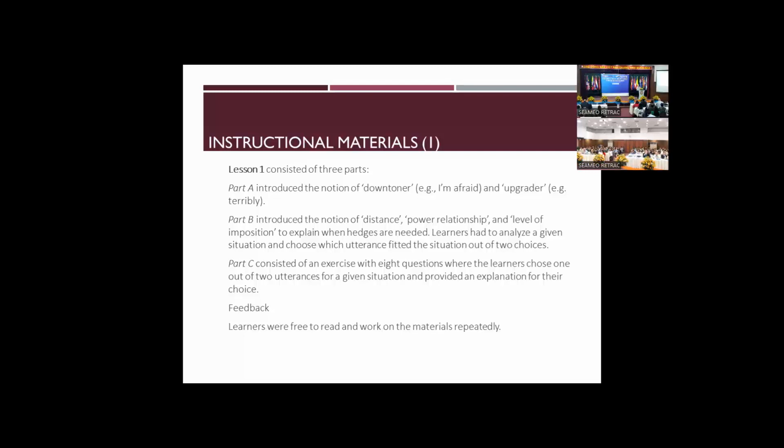Notice it says learners were free to read and work on the materials repeatedly. So they could do them again, and again, and again. We were also able to record the amount of time that they spent doing the materials. That time was hugely varied. Some of them would spend about 1.5 hours doing it, and others would spend 18 hours doing it, right? But no surprise. If there's no control over what students do, then really it's back to their motivation, etc.